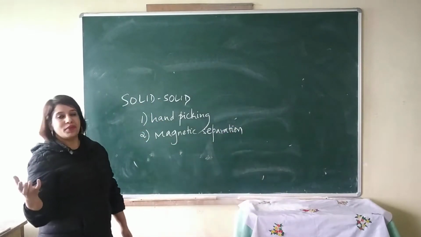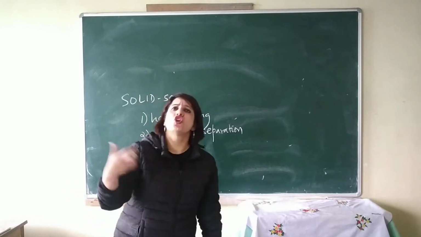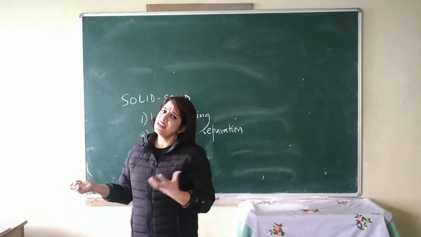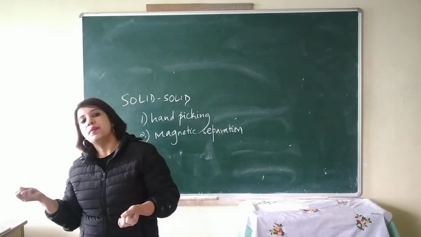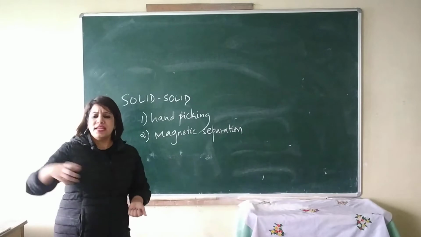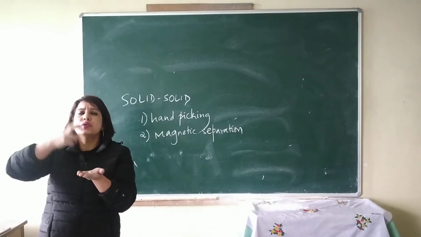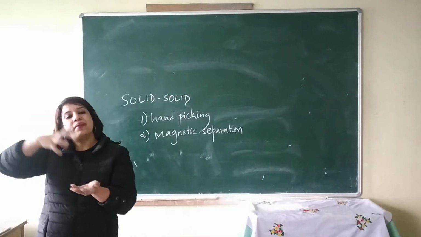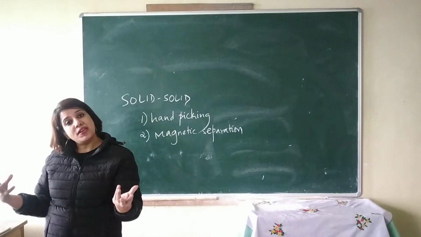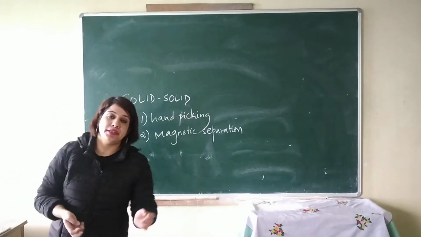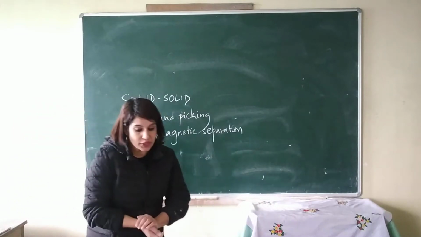Suppose I give you a mixture of iron and sawdust. We all know iron is attracted by a magnet. So we can easily take a magnet, keep it on top of the mixture, or bring it close to the mixture. All the iron particles will be attracted by the magnet and the sawdust is left behind. So this method is known as magnetic separation.